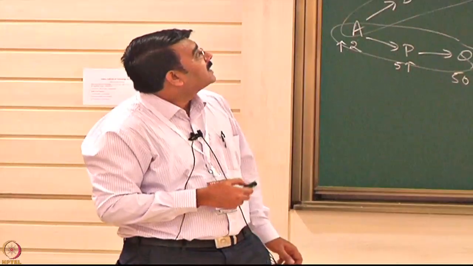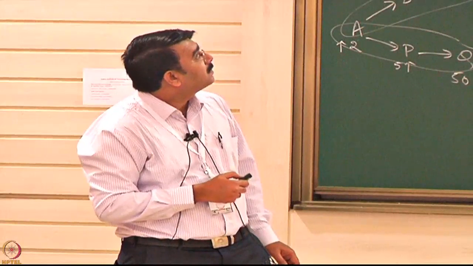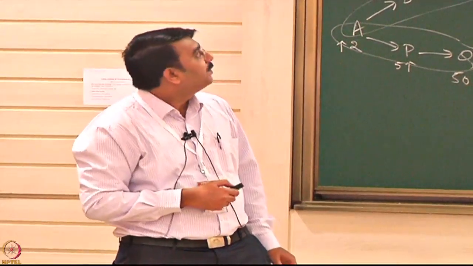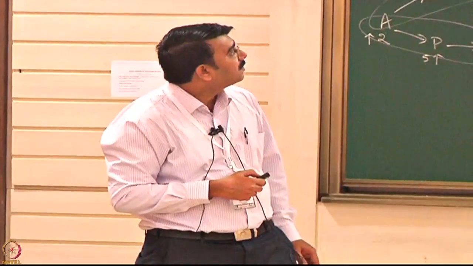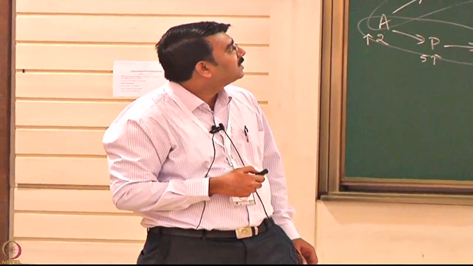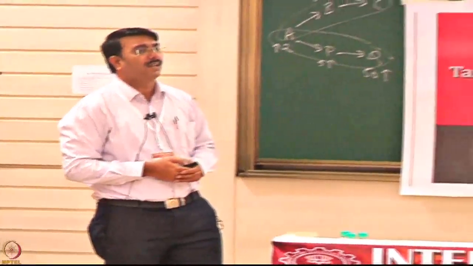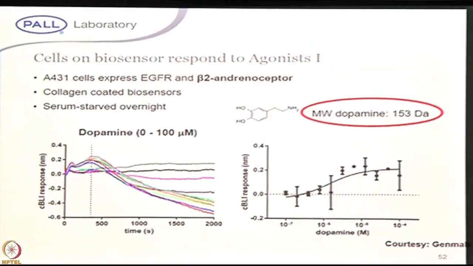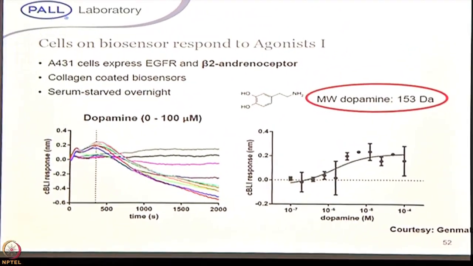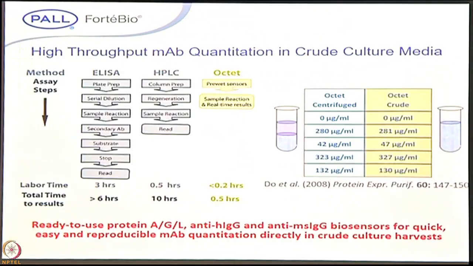Here is one more example for the beta adrenoreceptors, which bind dopamine. If you look at these binding changes here, they are very, very small signals, and they did correlations using them. So like that, you can use it as orthogonal to your cell-based assays. And very important when it comes to ELISA and HPLC comparisons, most industry people, mAb platform people, are using this platform for titer determinations for their antibody productions.